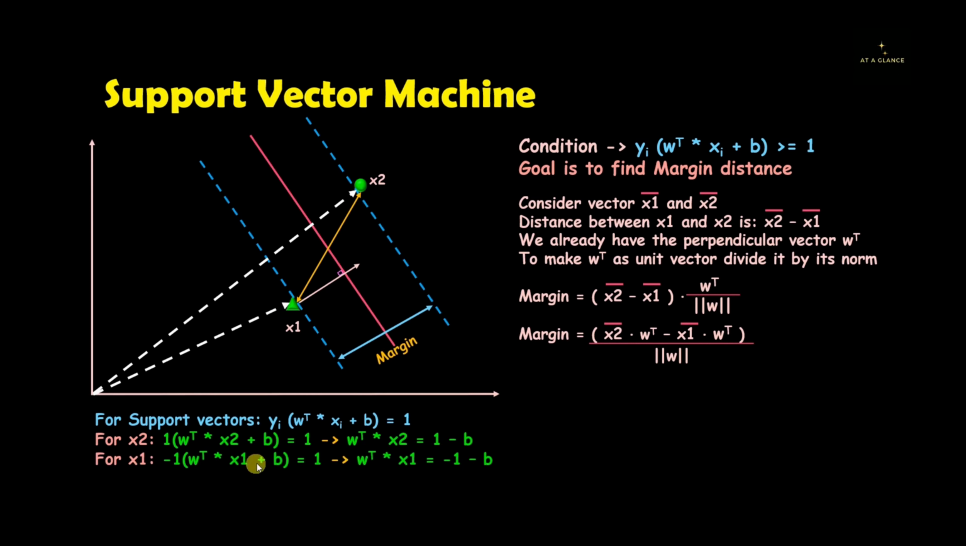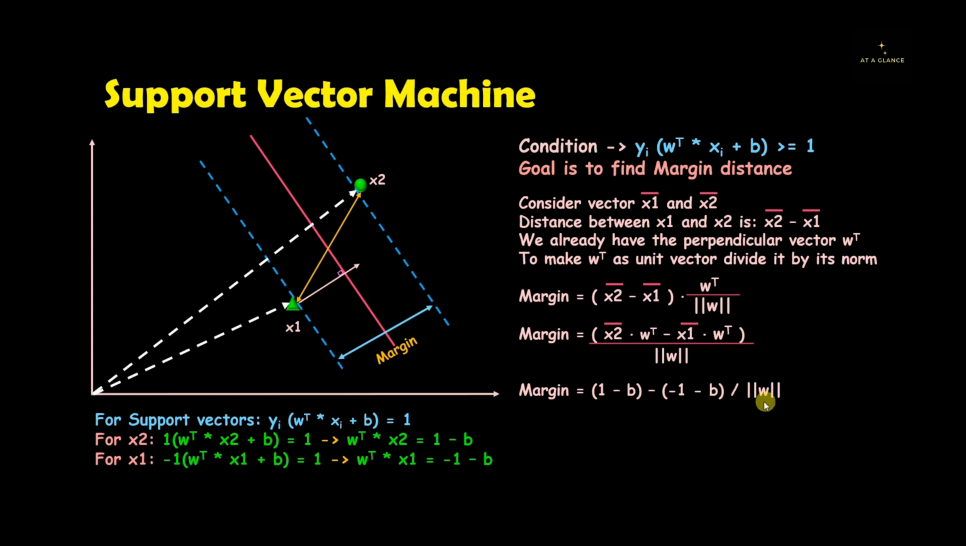Since the data point x1 lies on the negative gutter, the prediction yi for it will be minus 1, and if minus 1 will be multiplied with this particular expression, we'll get the expression as W transpose multiplied by x1 equals to minus 1 minus b. We have taken the bias term to the right hand side. Now that we have got the values for W transpose multiplied by x1 as well as W transpose multiplied by x2, we can simply substitute in that particular place.